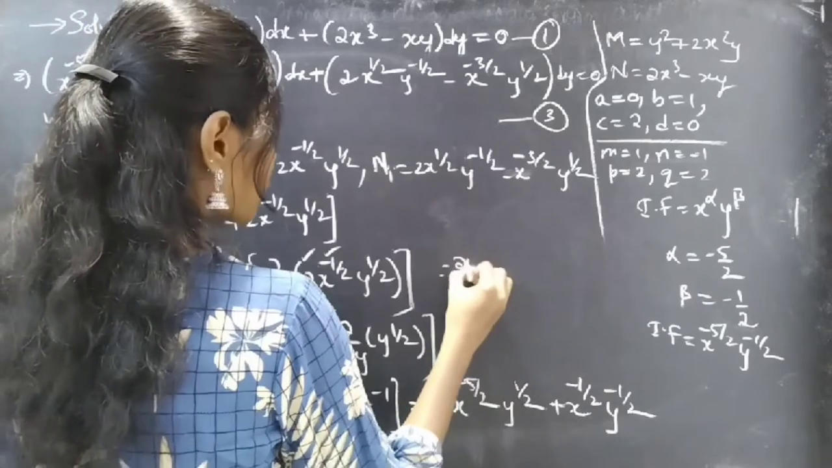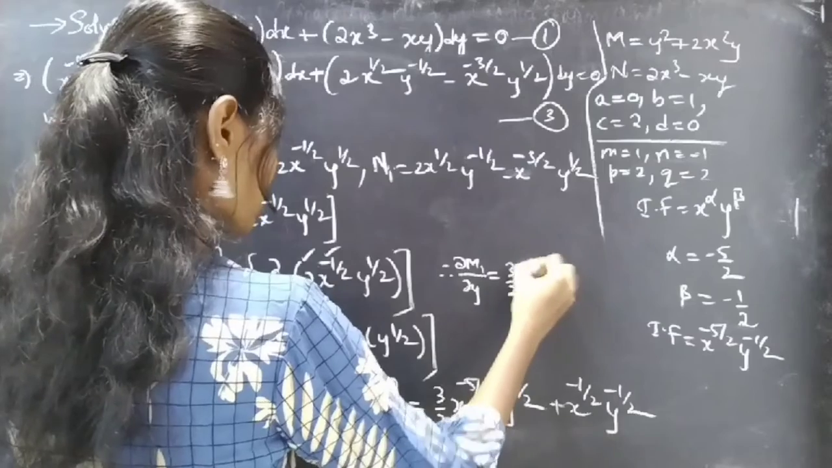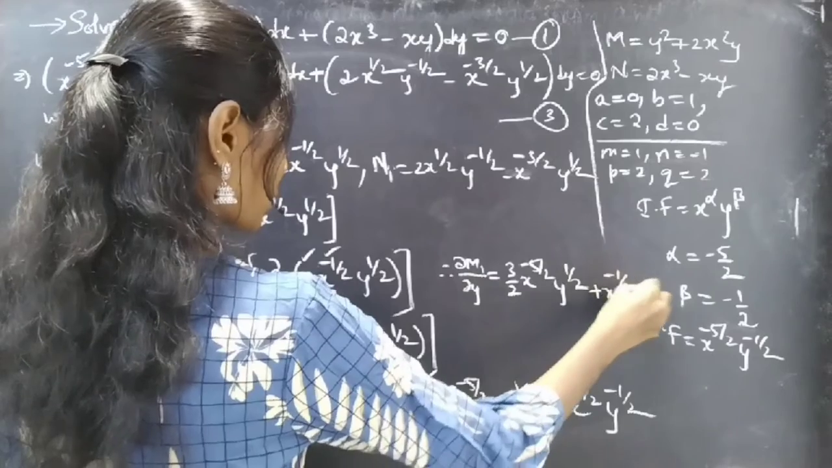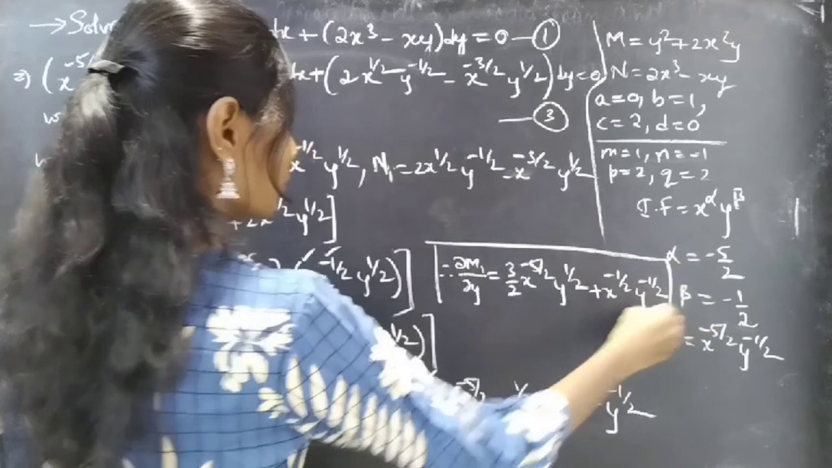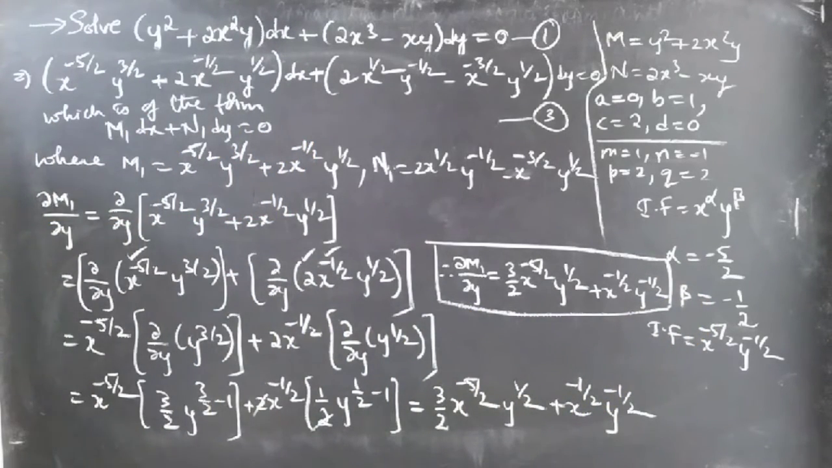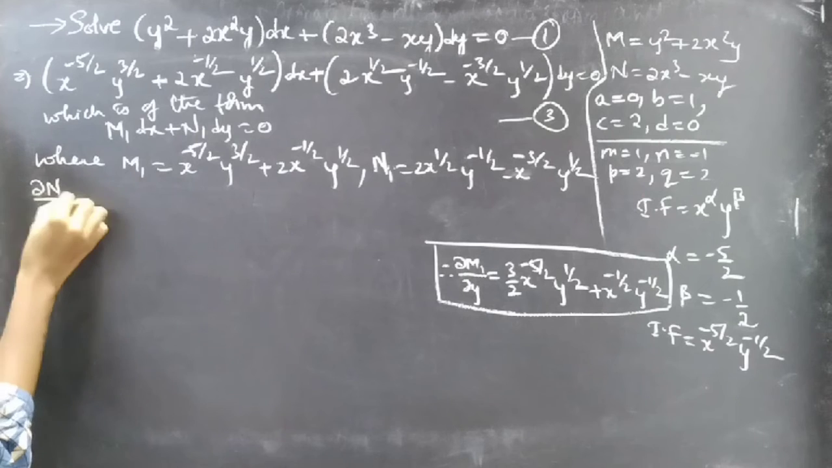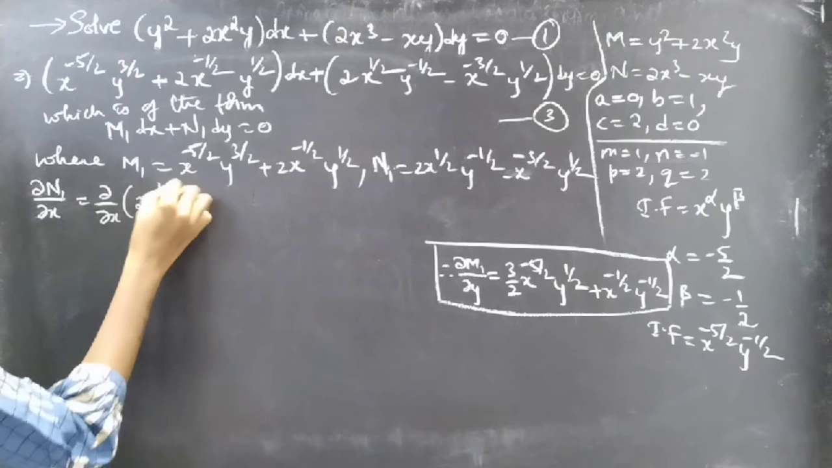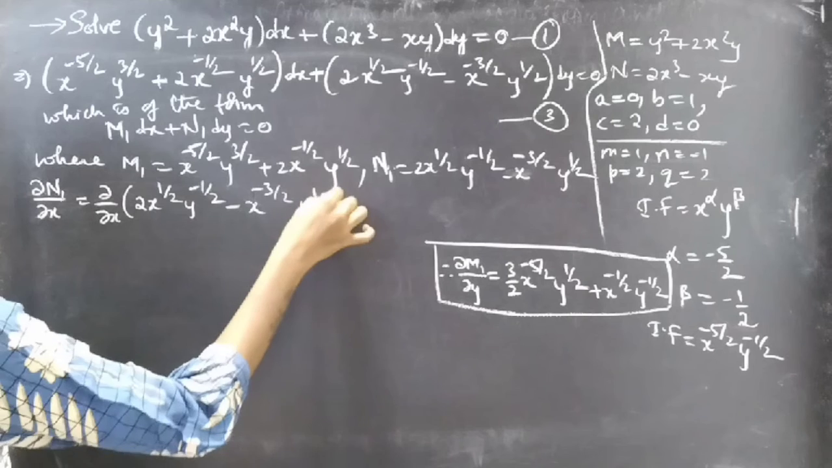Therefore, the partial derivative of M1 with respect to y equals 3/2 x^(-5/2) y^(1/2) plus x^(-1/2) y^(-1/2). So we got the partial derivative of M1 with respect to y. Let's now find the partial derivative of N1 with respect to x: ∂/∂x of N1, 2x^(1/2) y^(-1/2) minus x^(-3/2) y^(1/2).